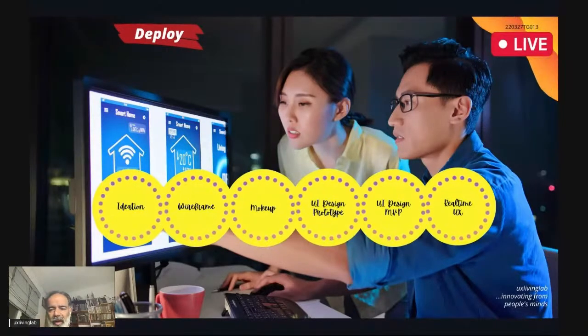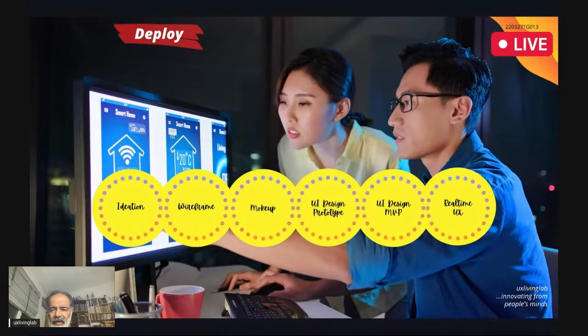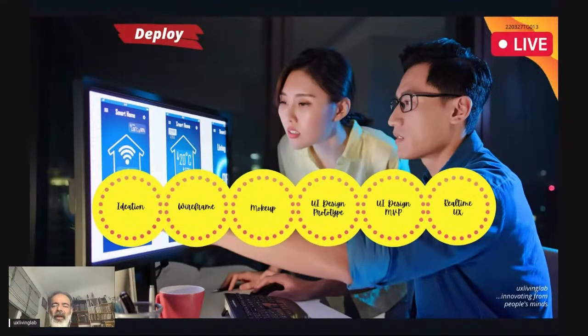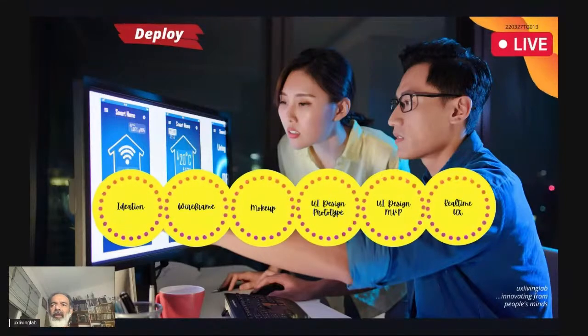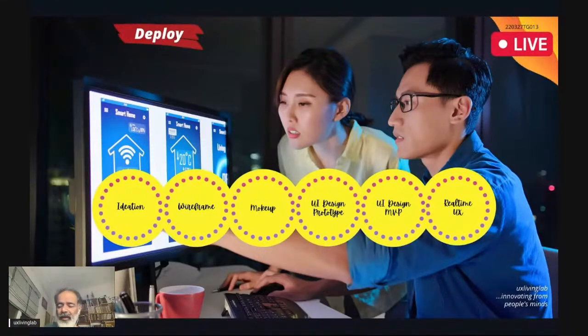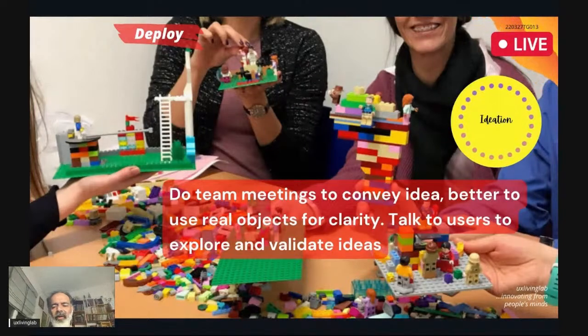For example, you are developing an app, you have an ideation about the interface, you talk to users and finalize the idea. This is to be the interface for the app. This is the concept behind it. You have to talk to the product team and finalize, then go for wireframing, and after wireframing again. So I will explain it in detail. What method do we have to use in ideation? Do team meetings and convey ideas. Better to use real objects for clarity, talk to users, and explore and validate ideas. So this is the stage we have to do.